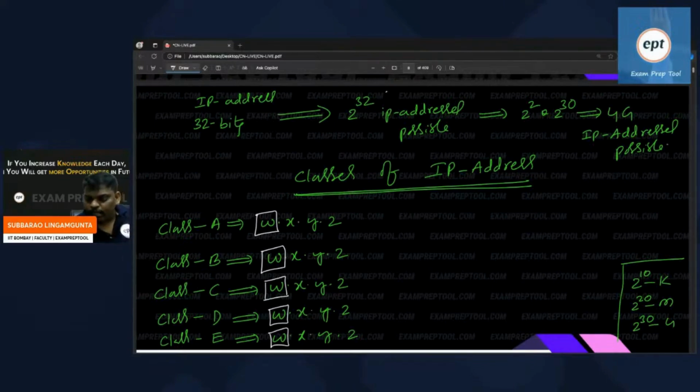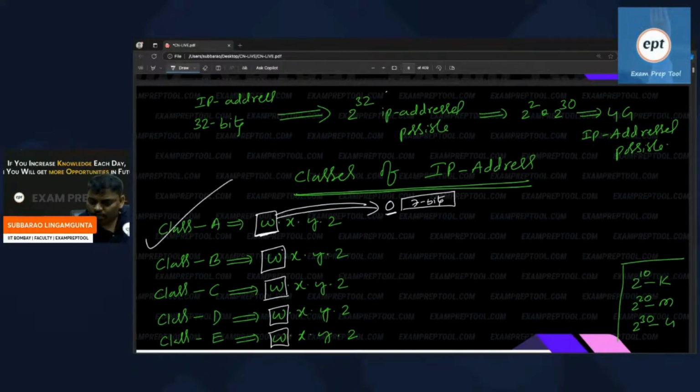Can everyone listen? See the first bit. In the first octet, the first bit is 0, followed by the remaining 7 bits, which can be anything. In the first octet there are 8 bits. If the first bit is 0, that is class A.